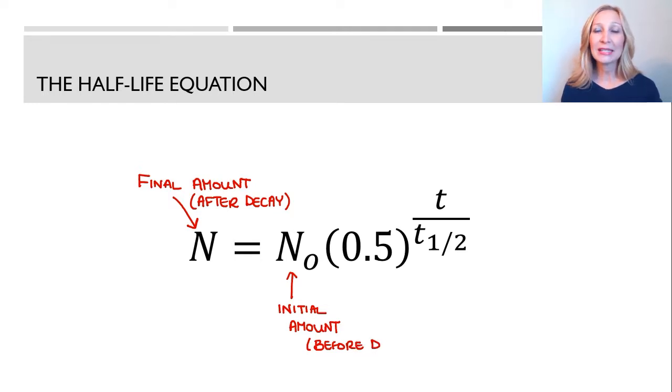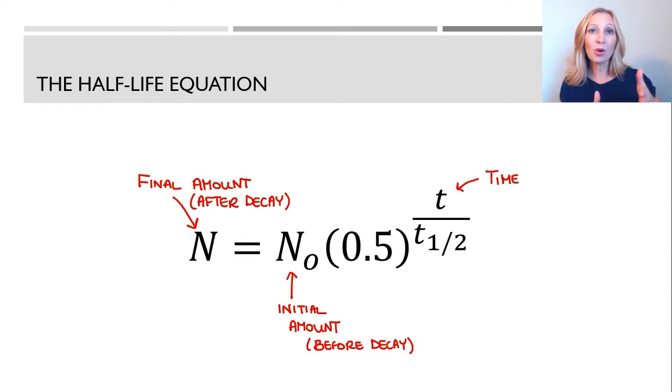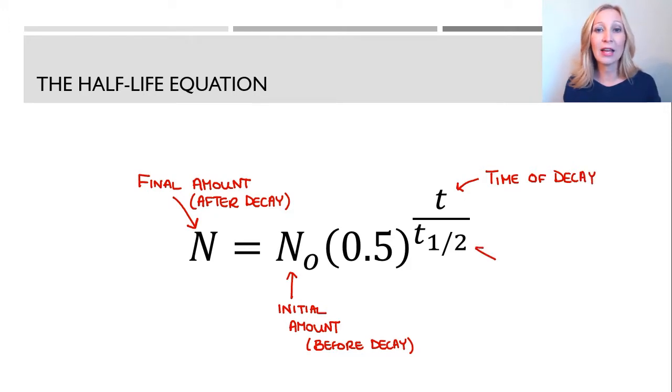Now this lowercase t in the exponent will represent the amount of time that has gone by. So after a certain period of time, more and more of it will decay. So we need to know how much time went by to figure out how much of the substance we would have left. So this is represented as the time of decay. And the t half is the half-life. So what is the half-life of the isotope that we are doing this calculation about?